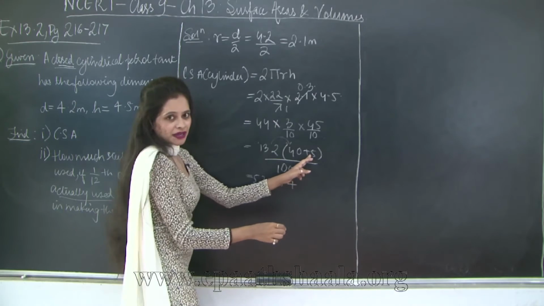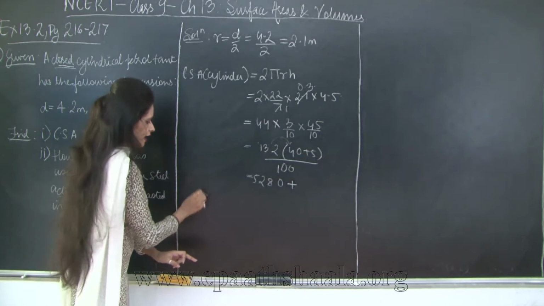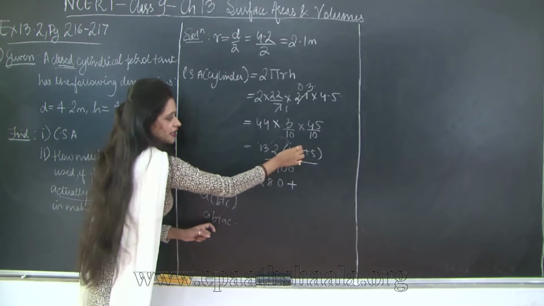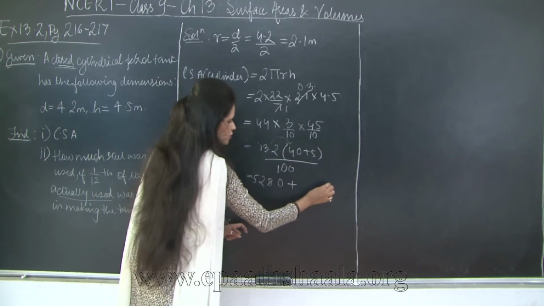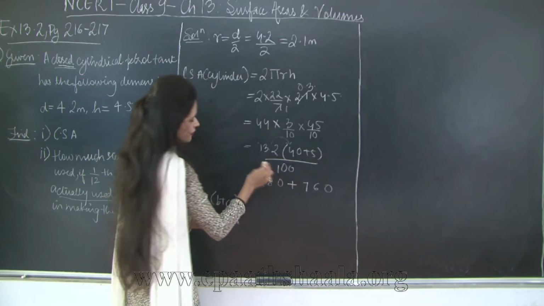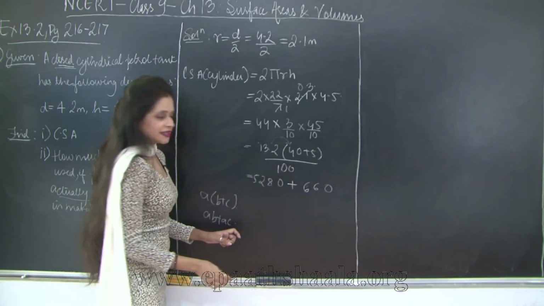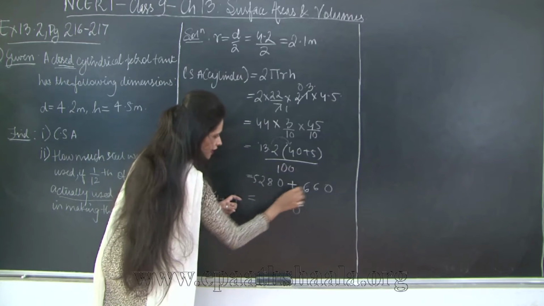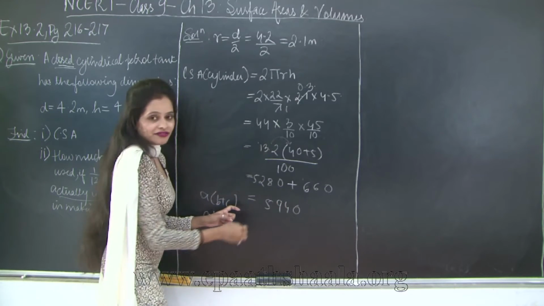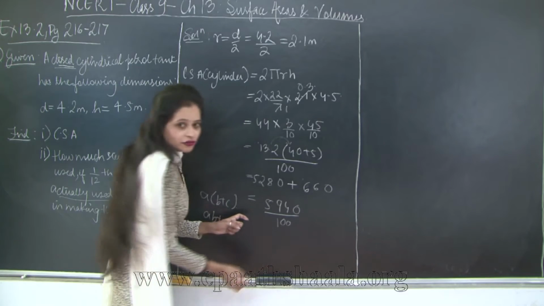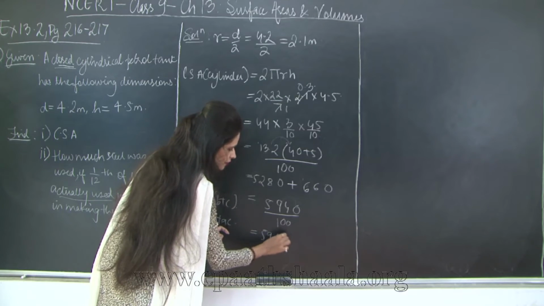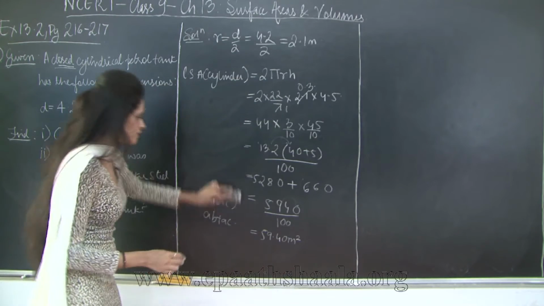Then a plus sign, because there's a plus sign. So I'm just using the distributive law: A into B plus C is equal to AB plus AC. So 5 twos are 10, 5 threes are 15, 16, 5 ones are 5, 6, so 660. 5280 plus 660 gives me 5940. So 5940 divided by 100. Therefore, shifting back 2 decimal places to the left, my answer is 59.40 meters square. So this is what? This is your curved surface area.